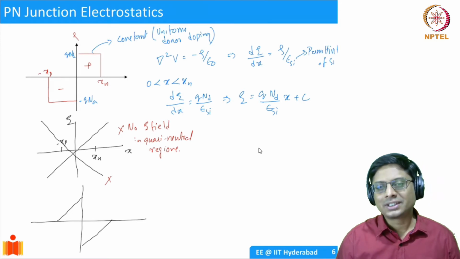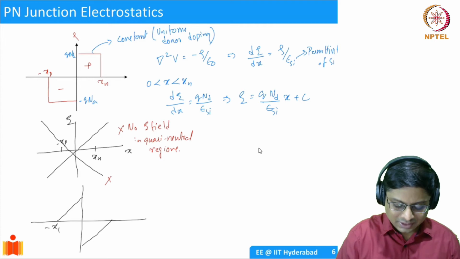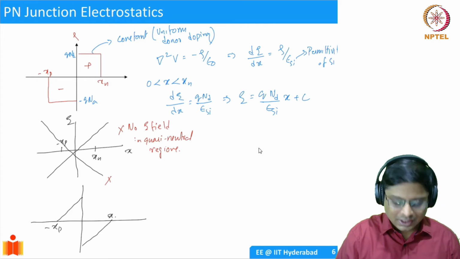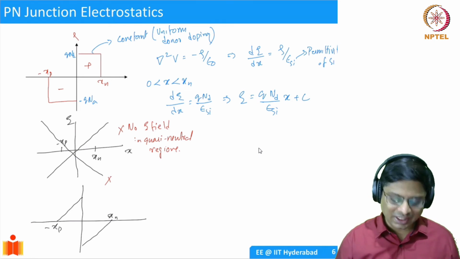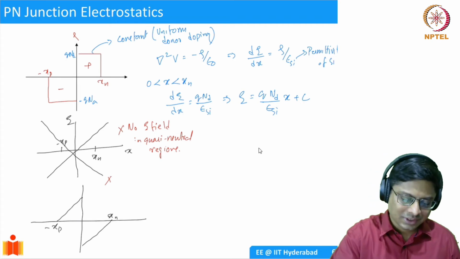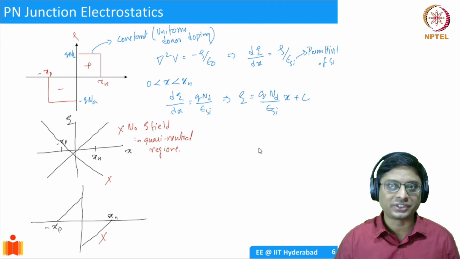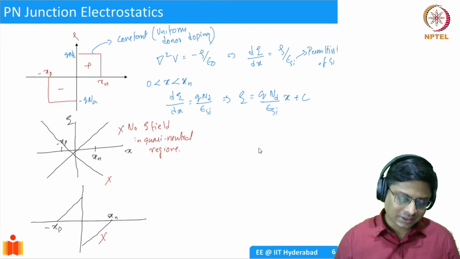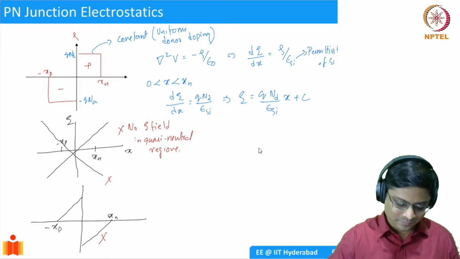Is it possible to have something like this? Well, it turns out that whenever you have a jump like this, let's say this is minus xp and this is xn, if you have a jump in electric field like this, it has to have a charge at the interface, which is not the case here. So this also will not work, because you might have studied in electromagnetics that whenever you have a jump in the electric field, there is a charge density associated with the interface. That won't work. Fine. So what is left with us is something which looks like this. Let me do it this way.